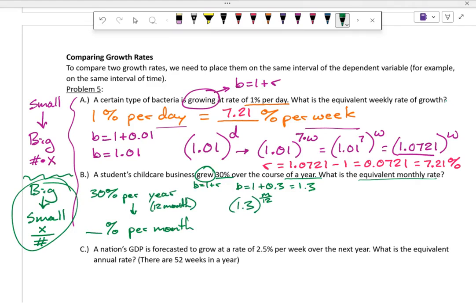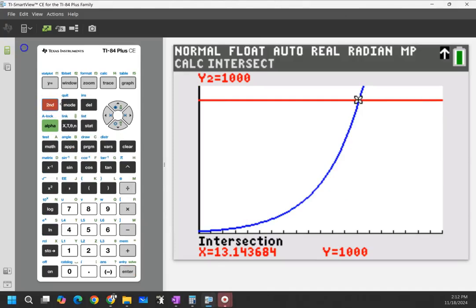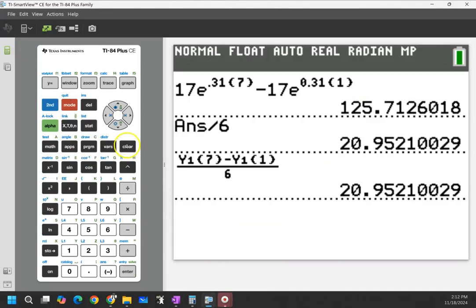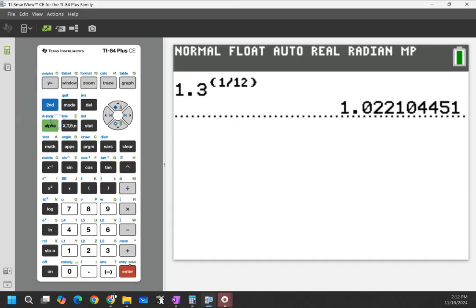So we're going to go ahead and do the same thing we did up there. So that'd be 1.3 to the 1/12th power to the m. So we're going to go ahead and get into our calculator and figure out what that would be. All right, so that was 1.3, so 1.3 to the 1/12th power, and we have 1.022.